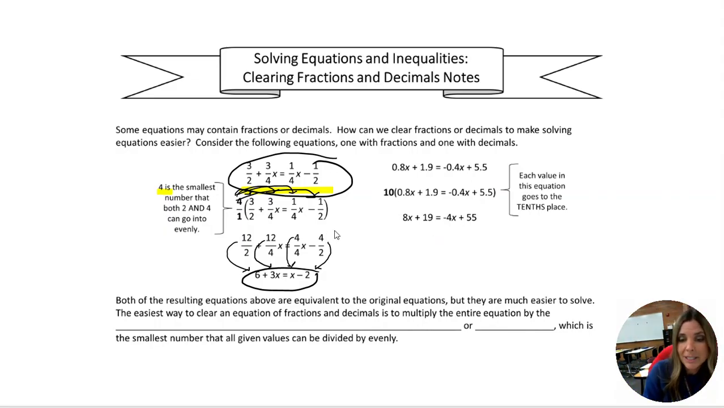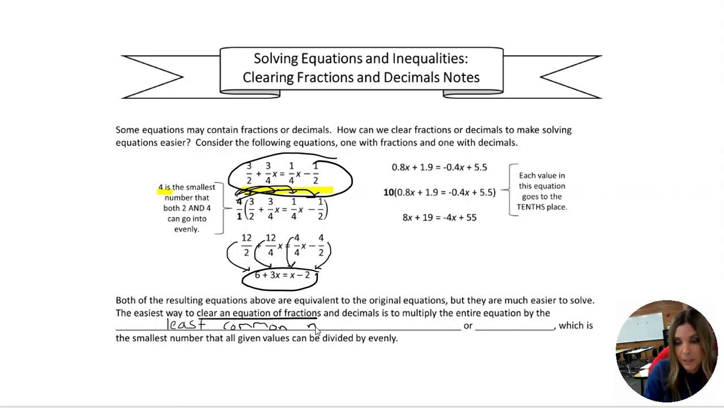Okay, so let's start with practicing some equations that have fractions and clearing out those fractions. Both of the resulting equations are equivalent to the original equations, but they are much easier to solve. The easiest way to clear an equation of fractions, and we're going to get to the decimal part later, is to multiply the entire equation by the lowest common denominator, which in math is the same thing as the least common multiple.